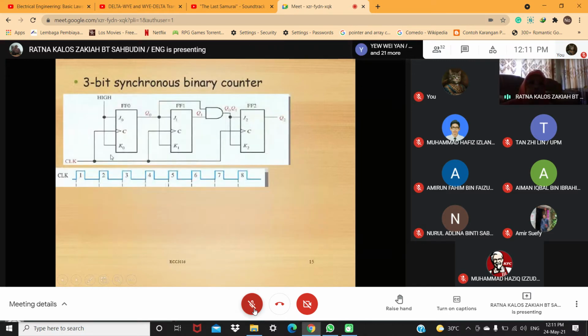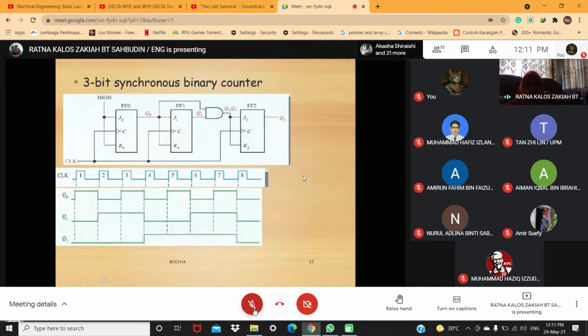Now you look at here, the clock, you don't have a bubble here. Meaning you look at the positive edge of the clock. So this is the timing diagram you can see. Because J and K are all connected to high at the first stage here, you will always toggle at the positive edge. So you have low, high, low, high, low, high, and so on.